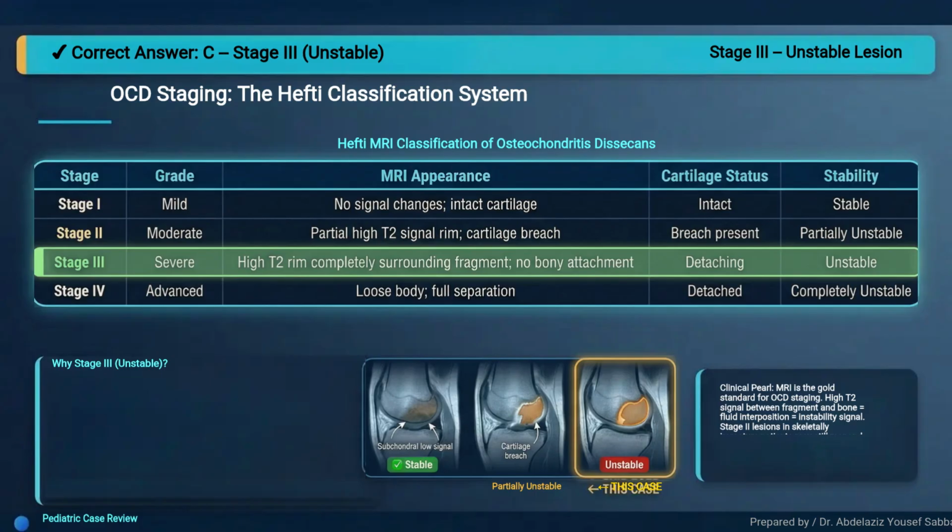In this case, the complete T2 rim plus focal cartilage breach plus early separation but no free fragment equals Stage 3. Clinical Pearl. Magnetic resonance imaging is the gold standard for staging. Stage 2 lesions in skeletally immature patients may still respond to conservative management.